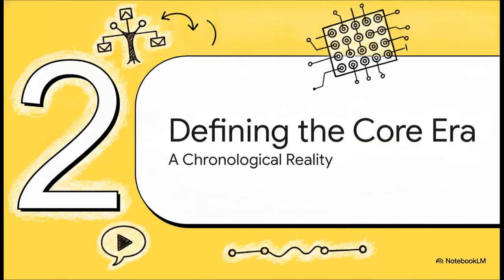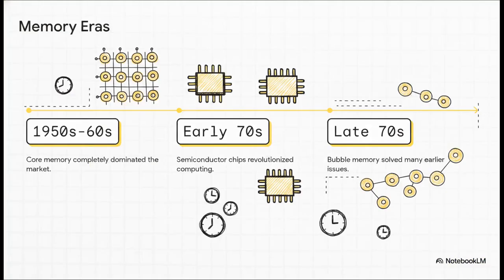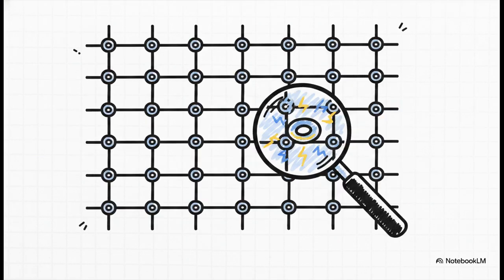Moving on to Section 2, defining the core era. You know, authors actually guide us through history using really explicit time sequence markers. Just like they use formulas for definitions, they use specific phrases to map out a timeline for us. So for our first era, the text uses the marker throughout the 1950s, 1960s, and up to the mid-1970s. That specific phrase tells us exactly when core memory completely dominated the market, grounding all these technical facts into a firm, chronological reality.